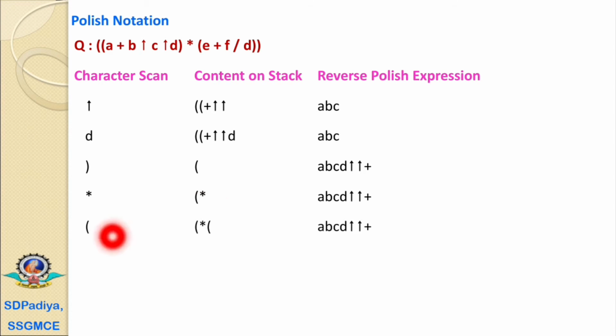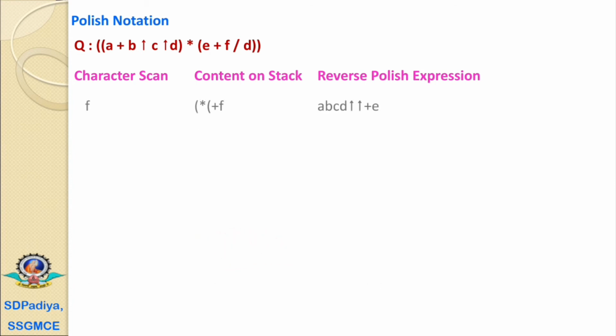Next is an open parenthesis, we have written it on the stack. Next is E, that is an operand, then push it on the stack. The plus, that is an operator, if it is an operator, then we pull the previous scanned operand from the stack to the expression. Next is F, that is an operand, we push it on the stack. Next is slash, that is an operator, therefore first we pull the previous scanned operand from the stack to the expression.